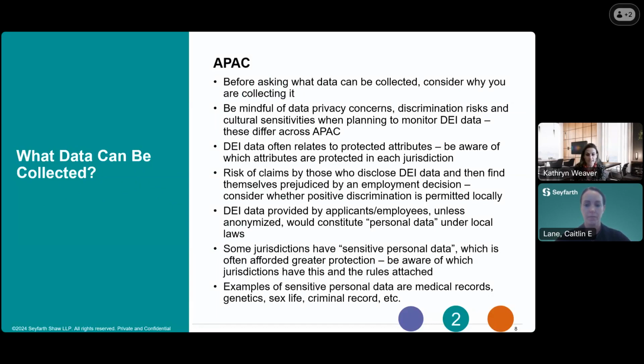Third point, a lot of Asia Pacific is quite conservative and not particularly comfortable talking about DEI matters, and certainly not comfortable answering questions about DEI attributes in surveys. And all of that makes for it being more challenging to introduce and roll out DEI initiatives and monitoring in Asia Pacific as compared to, say, the UK or the US. That said, things are starting to change in the region.